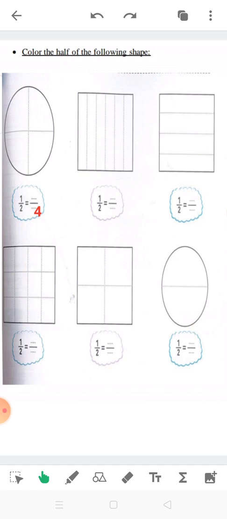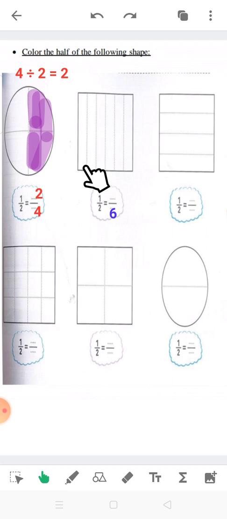Who can tell me how we can get this? Yes, excellent. 4 divided by 2 to get a half. Half of 4 is 2. So we will color 2, and we put it in the top. We color 2 parts to represent a half. One more time.